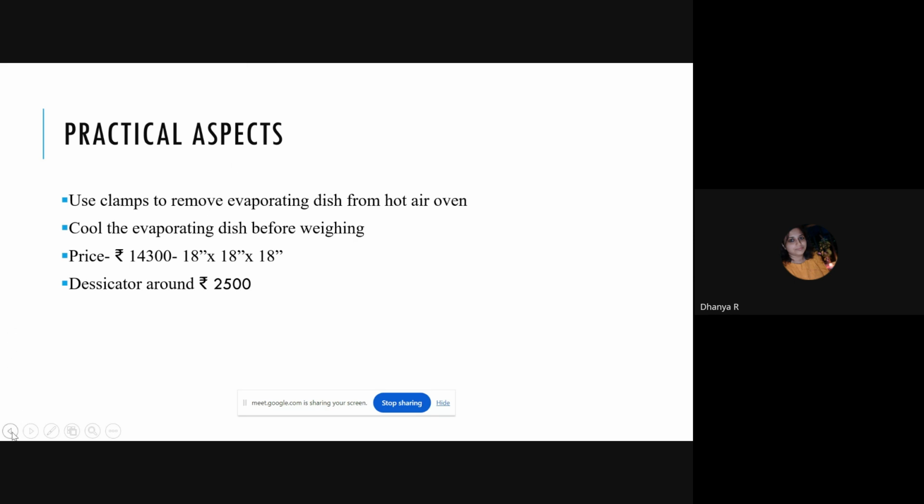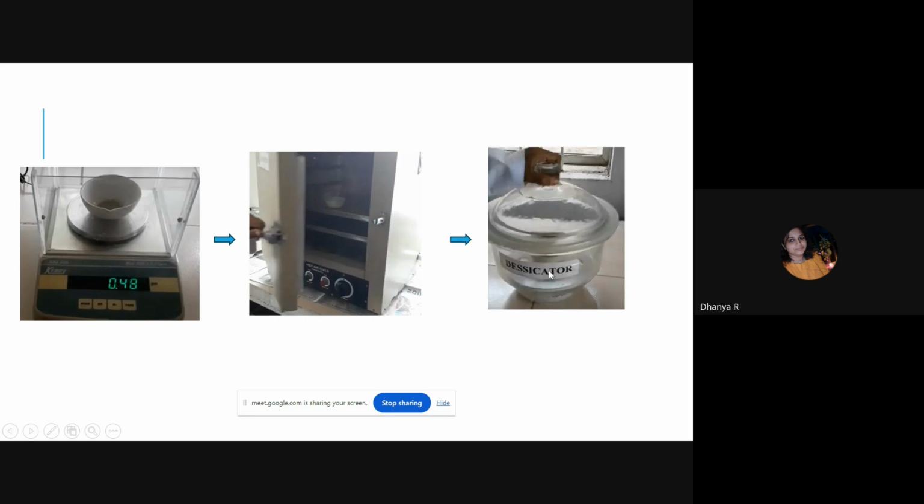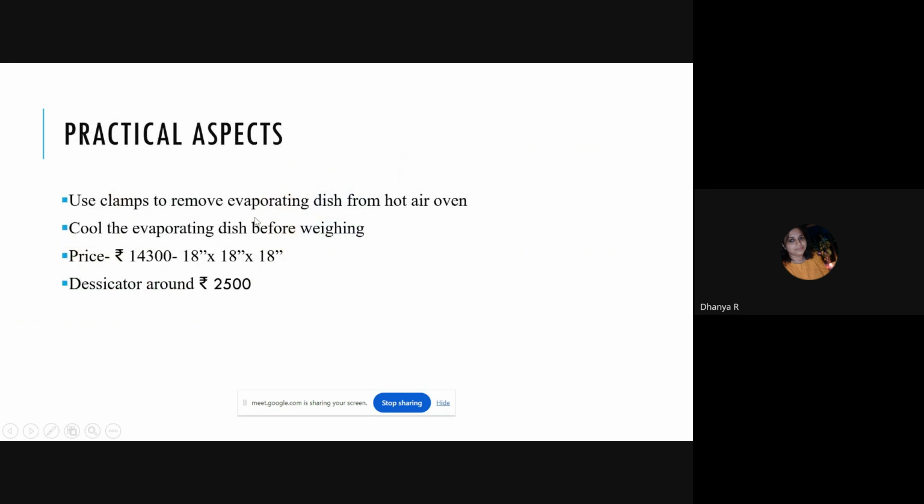And one more thing that is important is the desiccator. You should add a suitable desiccant in this desiccator so that the moisture is absorbed from the sample. The price of an 18-inch by 18-inch by 18-inch desiccator is 14,300. A desiccator is around 2,500 rupees.